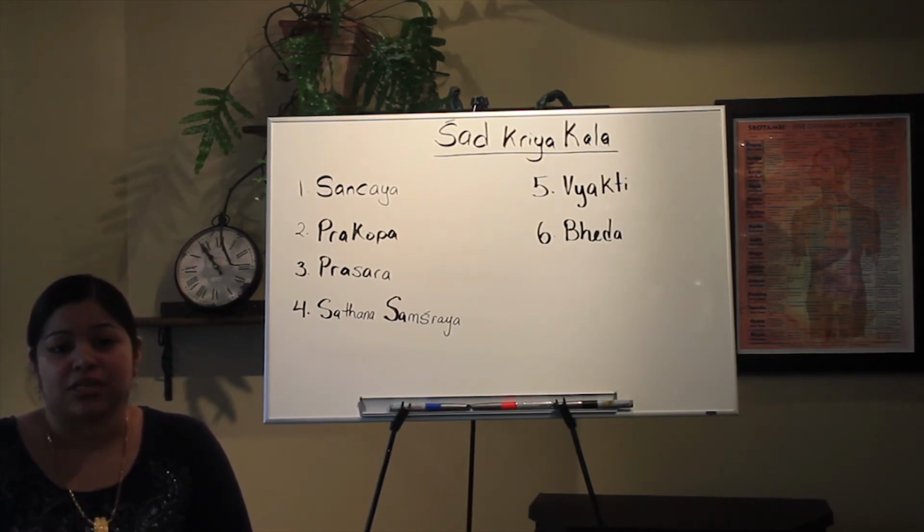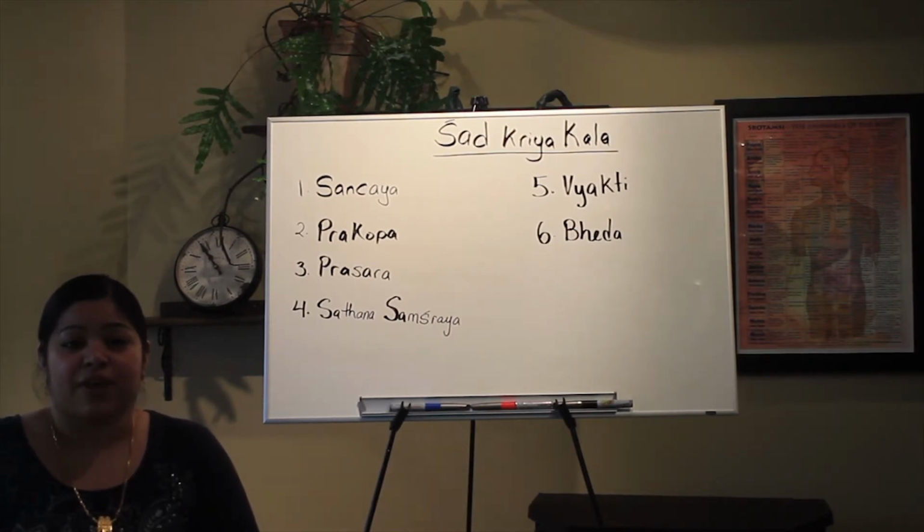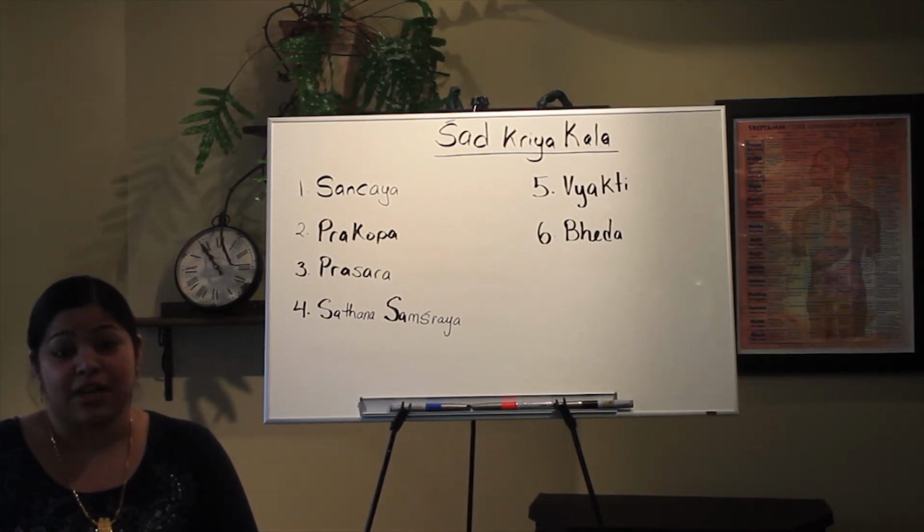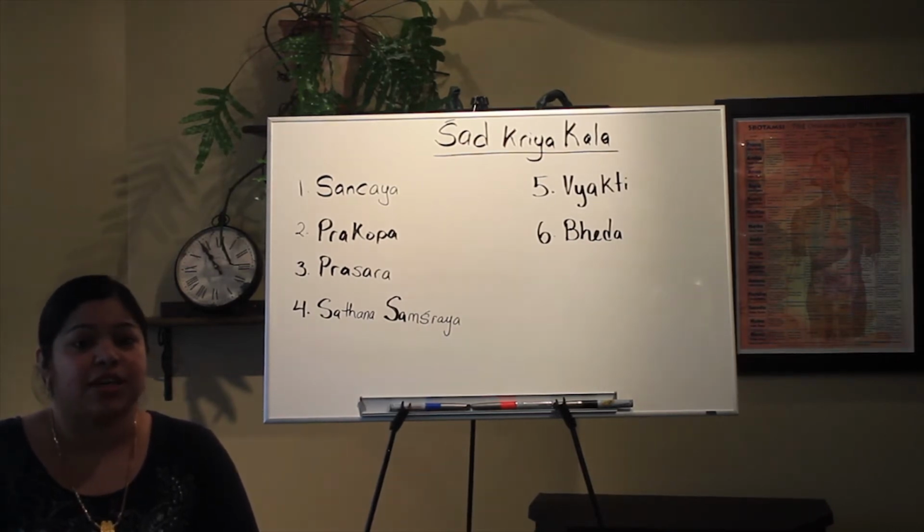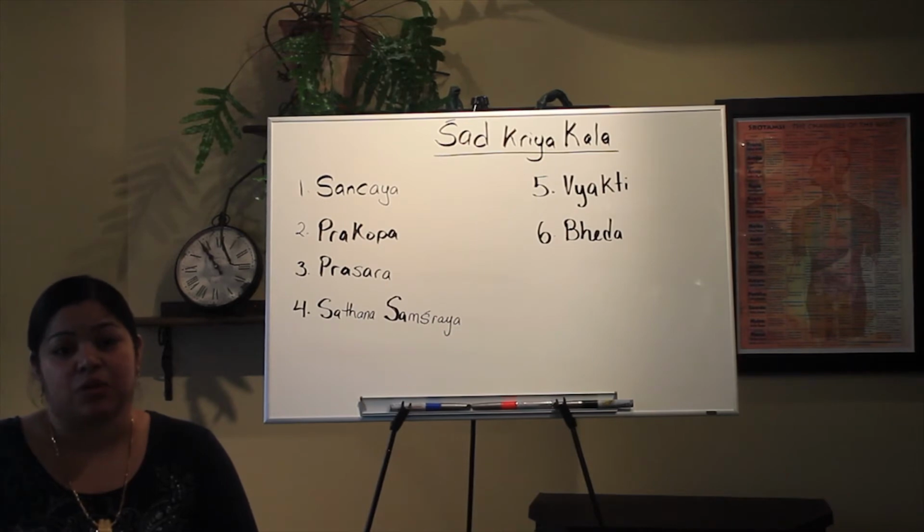If it is in a decreased state, the corrective measures would just be to give other factors, either diet or lifestyle factors, or even herbs, which would help to increase the qualities of that dosha and bring it back to its normal state.